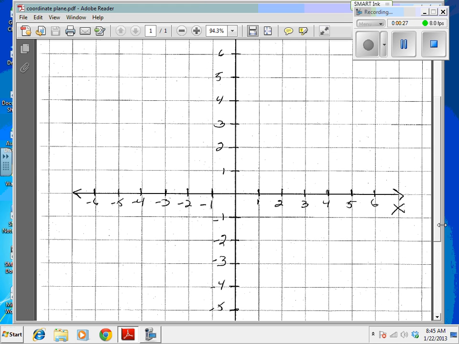I'm going to be giving all of you a sheet of graph paper in a minute so that you can actually line these up. But here's what I would like you to do. I'd like everybody to take a ruler.